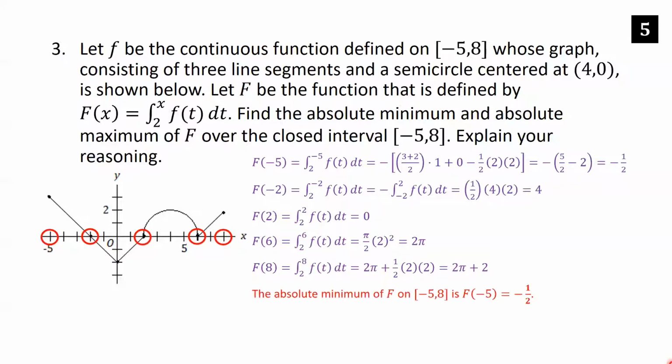Okay, we're almost done. The absolute minimum of capital F on -5 to 8 is f of -5 equals -1/2, simply because that's the smallest value that appears here. It's the only negative one. And similarly, the absolute maximum, we just take the biggest value. Well, 2 pi is about 3 times 2 is 6. It's a little more than 6. So 2 pi plus 2 is a little more than 8. So that's going to be the largest one.